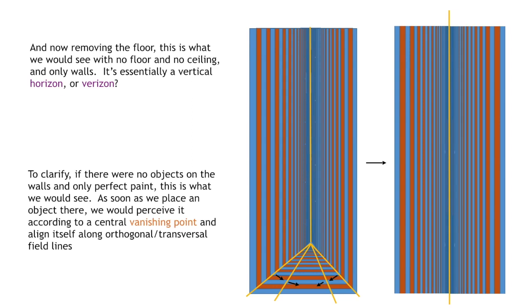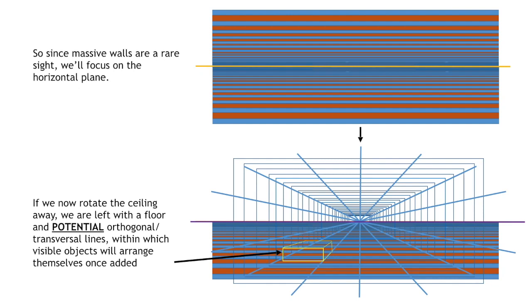So to clarify, if there were no objects on the walls and only perfect paint, this is what you would see. And as soon as we place anything there, though, you would perceive it according to that central vanishing point again. That point that is along your eye line would then make itself known by any physical or tangible objects that you place within your view. That will become apparent here as we go. So since massive walls are a rare sight, we'll focus on the horizontal plane.